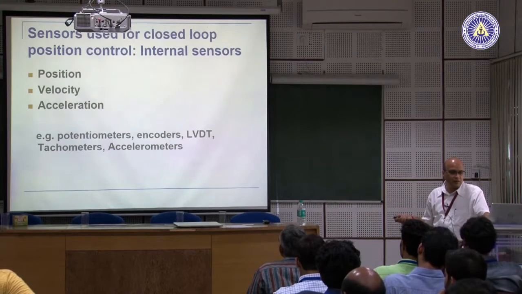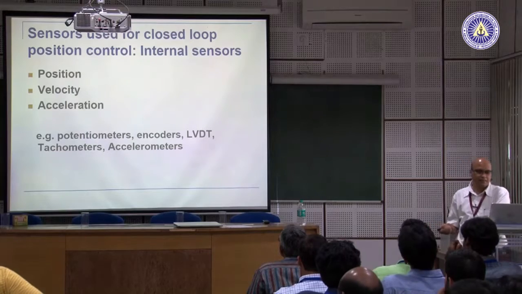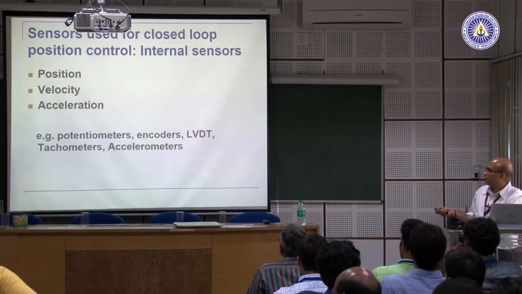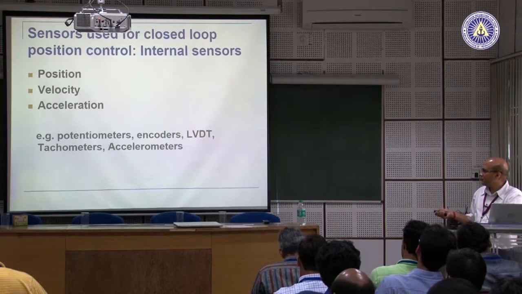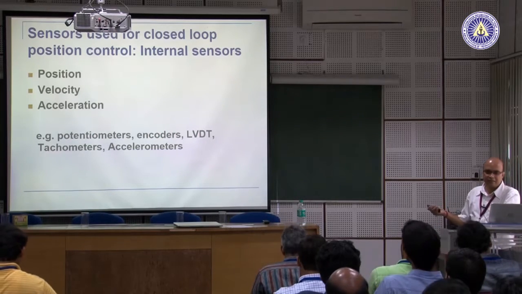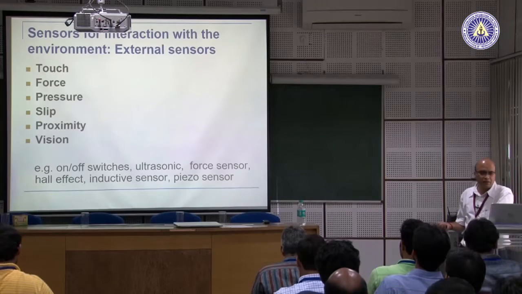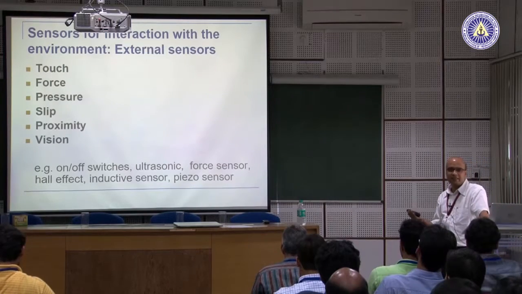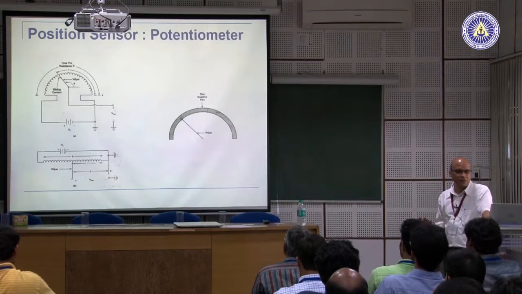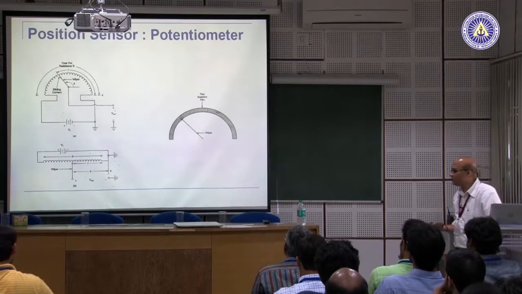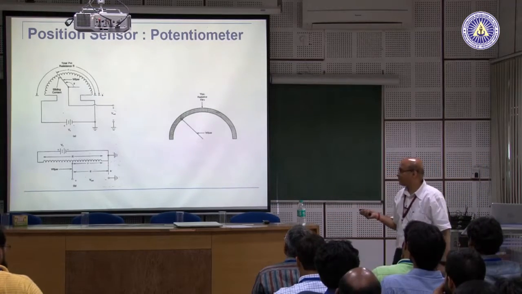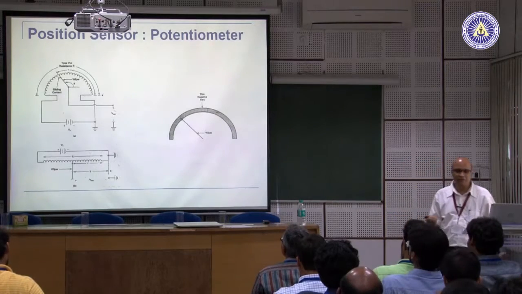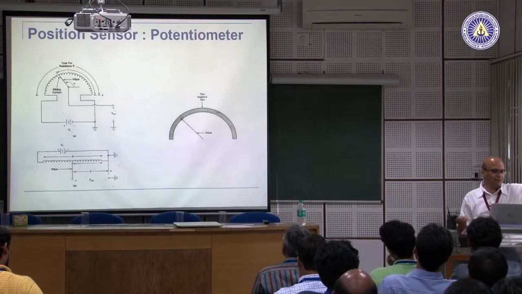Now, the different kinds of internal sensors are essentially position, velocity, acceleration, and there are different kinds, for example, potentiometers, encoders, LVDT, tachometers, accelerometers. These are essentially used for sensing the position in the closed loop control. So, very briefly we will go through some of them. You might have studied this earlier, but as we progress towards control you will be requiring that. So, I will just go through for the benefit of people who have never gone through this.